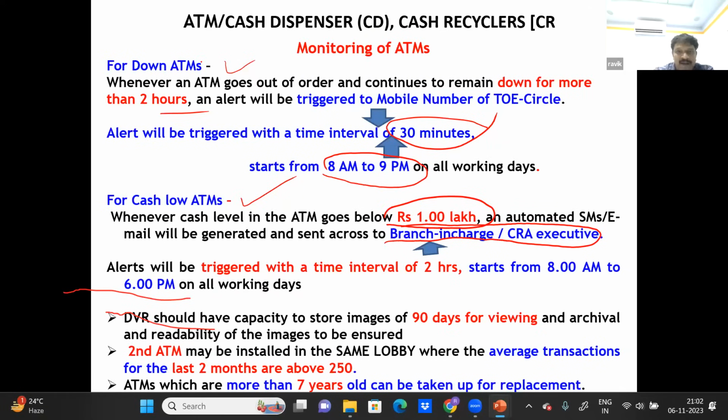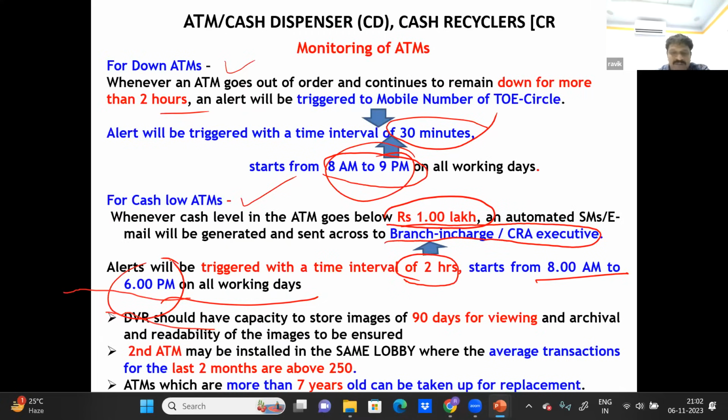And remember, first it will come, then it will trigger with a time interval of 2 hours. Every 2 hours, starts from 8 a.m. to 6 p.m. on all working days. Remember, this is 8 to 9. This is 8 to 6. For the branch we will remember 8 to 6, and for the executive 8 to 9, it will trigger.